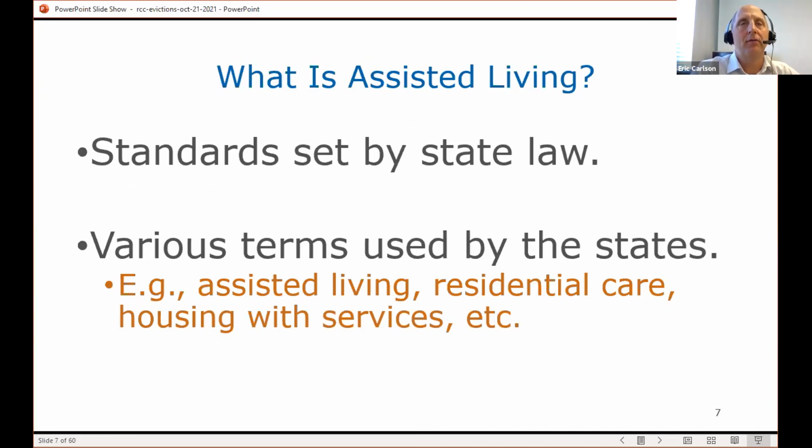So this picks up on what Amity was just saying. What are we talking about? Residential care, assisted living, adult foster care, personal care homes. The terminology is going to differ from state to state. And because of that, it's a bit tricky to do a national webinar. We just want to be clear of what we can and cannot do.